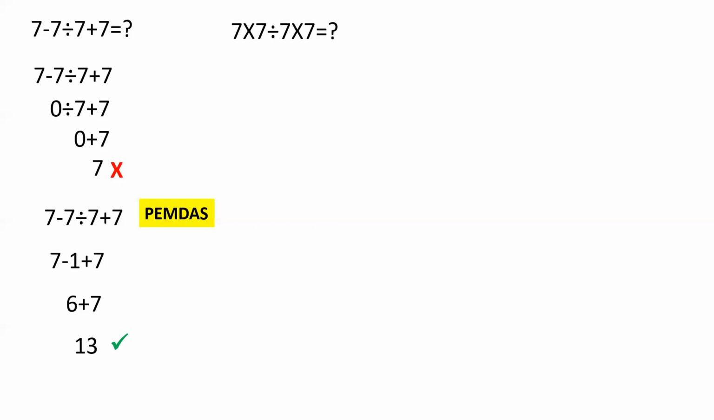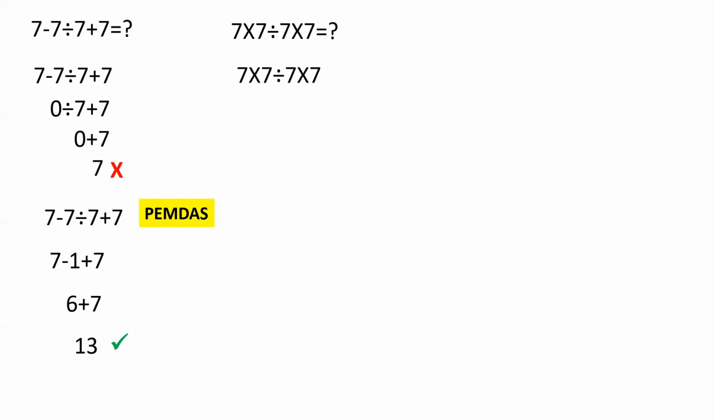Now, PEMDAS, although it might appear like a rule, has to be interpreted very carefully, because sometimes going blindly by the PEMDAS sequence may actually lead us to the wrong answer. And I'll show that with the second example that I have up here, which is 7 multiplied by 7 divided by 7 multiplied by 7.